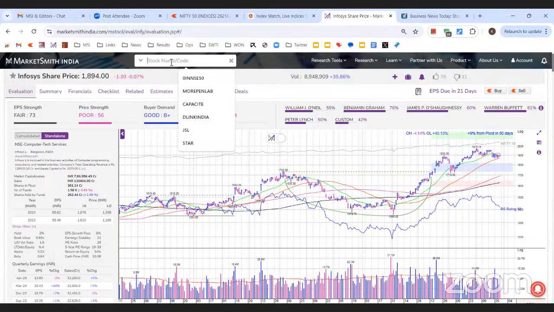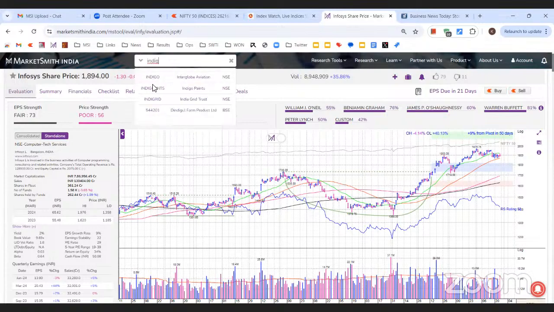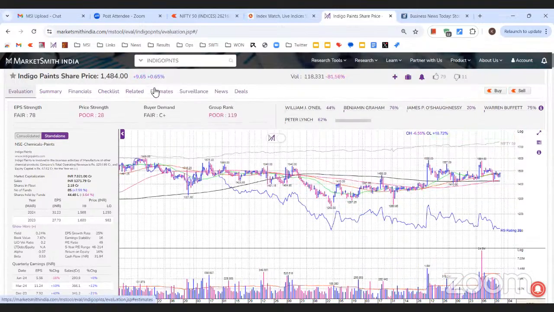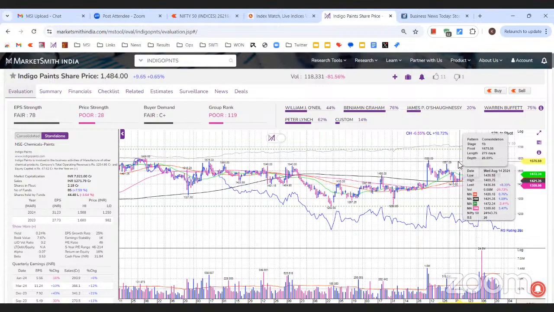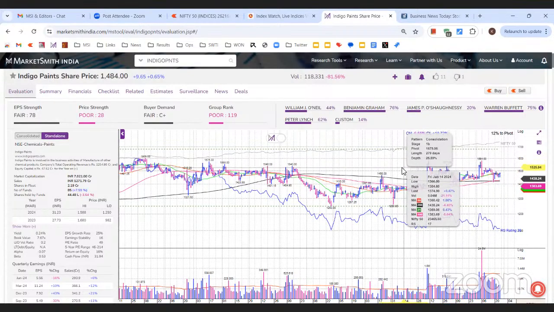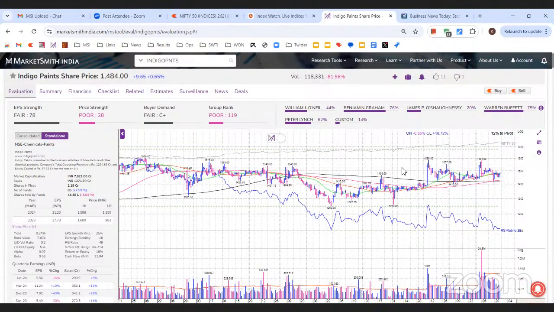Next can be Indigo Paints. So overall, the stock is forming a very wide and loose base. As you can see, it's been forming for around a year, around 280 days, which is not a good sign. Price trend at 28, buyer demand at C plus, which is not at all a good sign. The stock is just hovering around, I mean, sometimes moving up, sometimes moving down around its key moving averages.